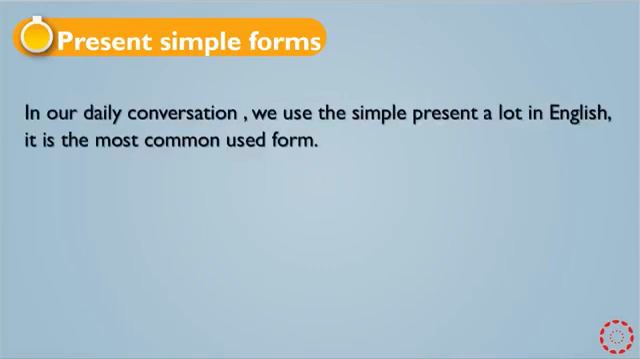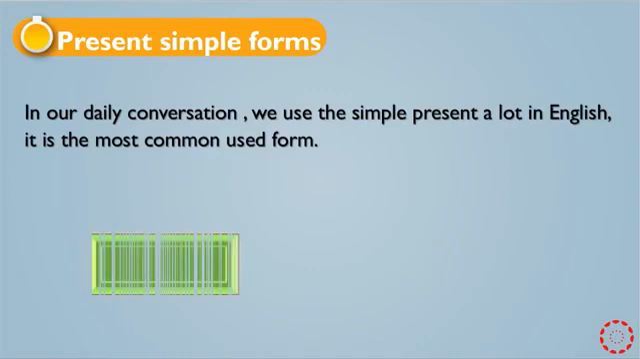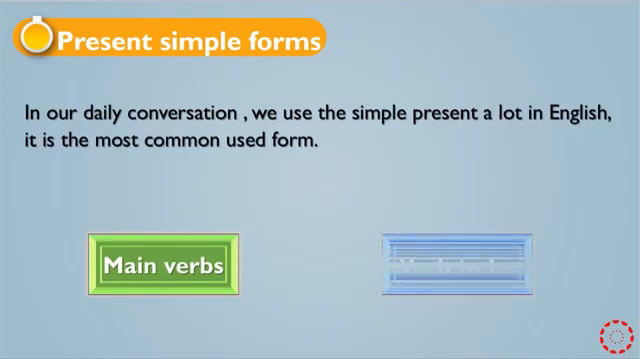In our daily conversation, we use the simple present a lot in English. It is the most commonly used form. Generally, we have two main forms of present simple. The first one is main verbs, and the second one is verb to be. In the previous lesson, I talked about verb to be. In this lesson, I'm going to talk about main verbs.